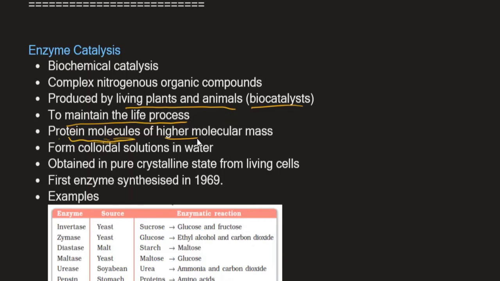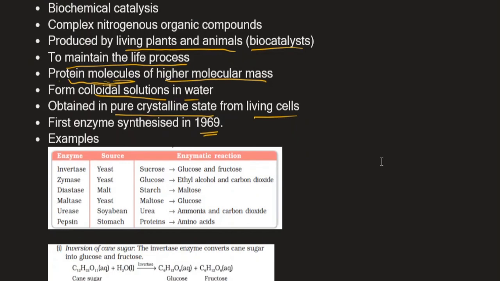And they have higher molecular mass. They form colloidal solution in water. They are nowadays obtained in pure crystalline form from living cells. The first enzyme synthesized was in 1969. Let us discuss some of the examples of some enzymes.